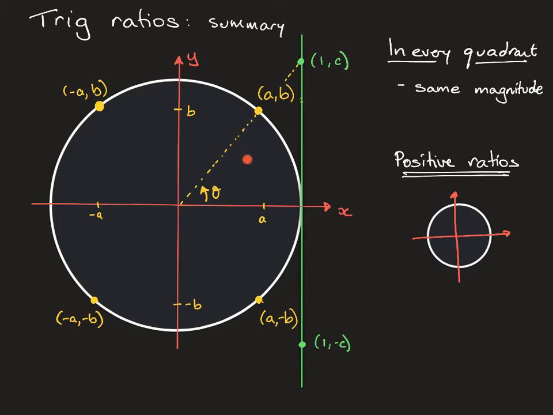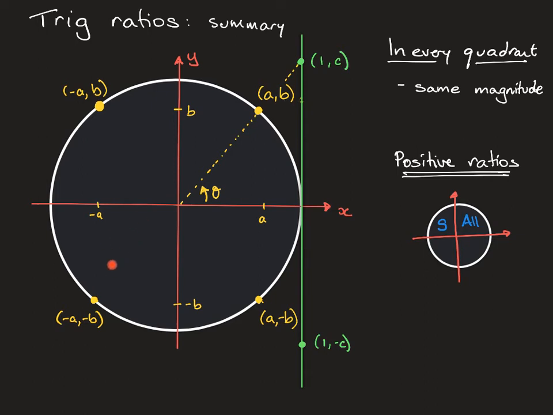So in this first quadrant, our cos value is a positive value, our sine value is a positive value, and our tan value is a positive value. So all of the trig values in the first quadrant are positive. In the second quadrant, our cos value is negative, our sine value is positive, and our tan value is also negative. So the only trig ratio that's positive in the second quadrant is the sine ratio, S for sine.